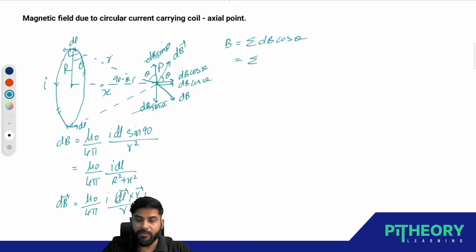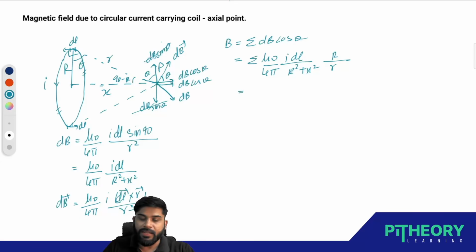What is dB? We have already found it: mu naught by 4 pi, I dl divided by r square plus x square, correct? And cos theta is adjacent by hypotenuse. What is adjacent? It is nothing but r divided by root over r square plus x square. Very clear.